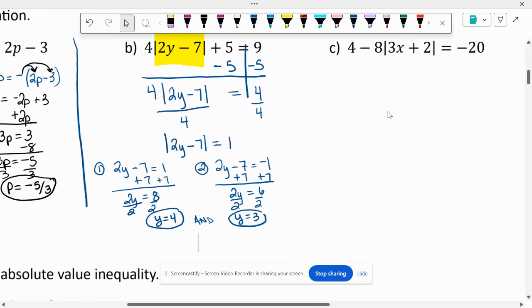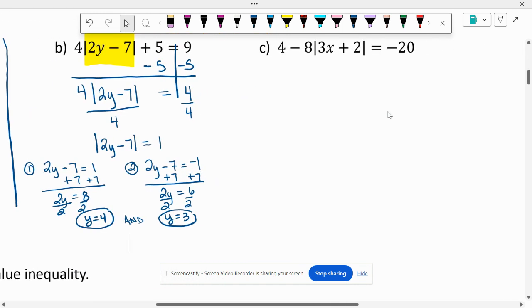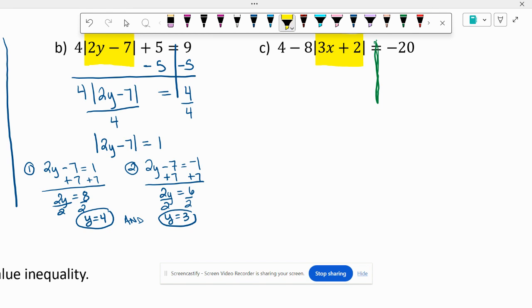Okay. Let's look at example C. So notice that these are getting harder every single time. So the first thing I'm going to do is draw my river, split the equal sign, right? So I'm trying to get the absolute value all by itself. The first thing that I have to do is move away this positive 4. I have to move away the positive 4 because this negative 8 is actually attached to the absolute value with multiplication.